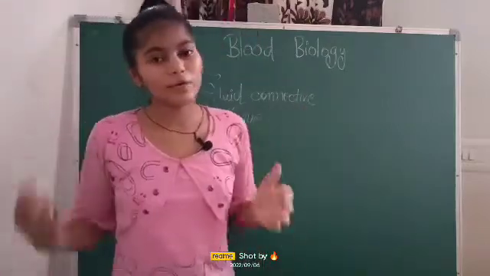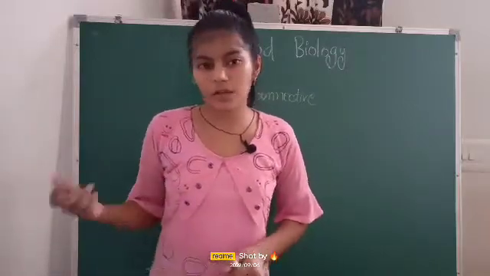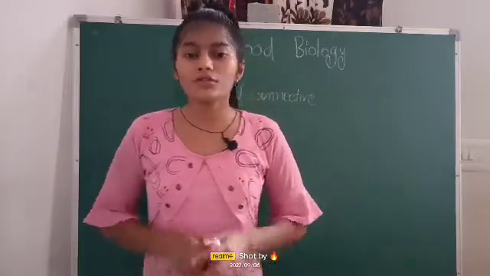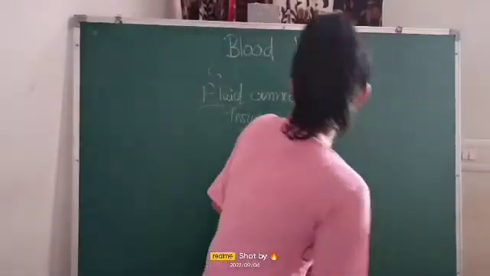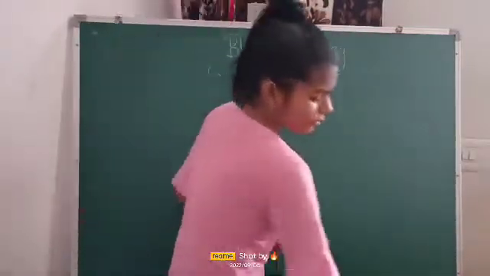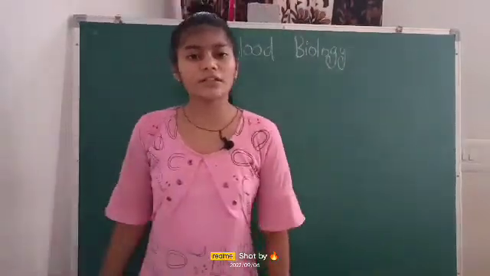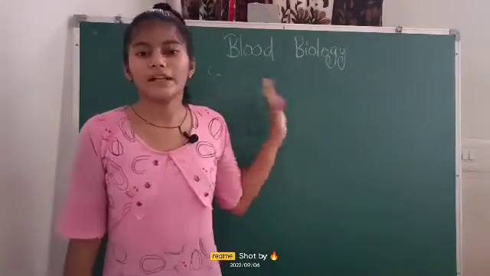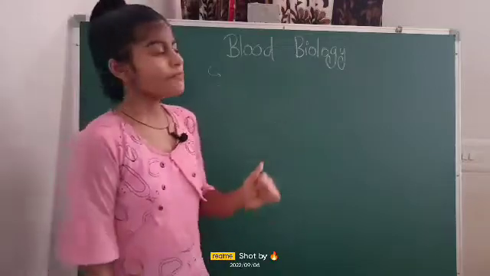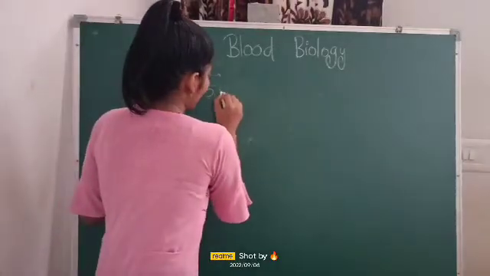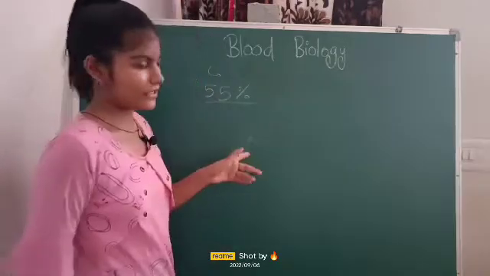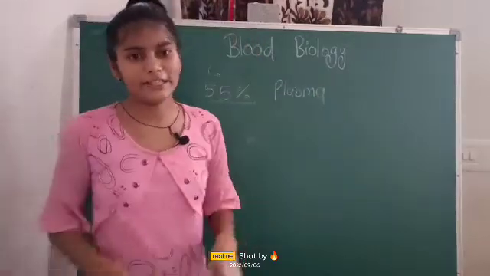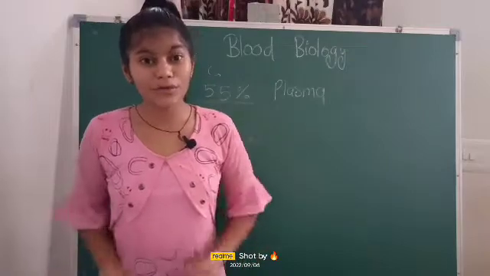Now, let's talk first about the composition of blood, from which things blood is formed. There are basically three major components. Blood is totally 100%, and in blood, 55% is plasma. Plasma is the fluid material. It's the only thing through which blood can flow.